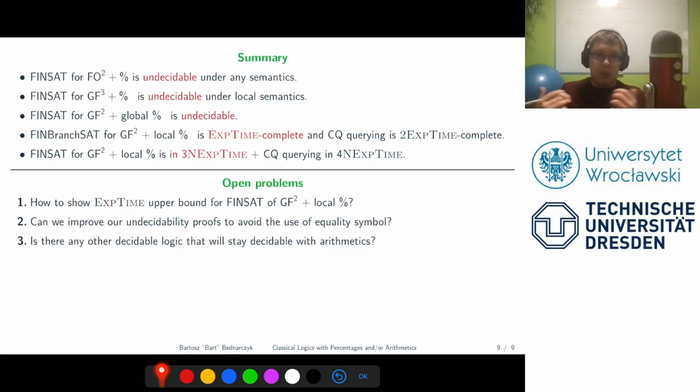And the general question is: is there any logic that is still decidable and can express arithmetical constraints? I do not know the answer to this question. Whenever I touch something, it easily gets undecidable. And I do not have any candidates for this logic except some trivial logic like the one variable fragment.